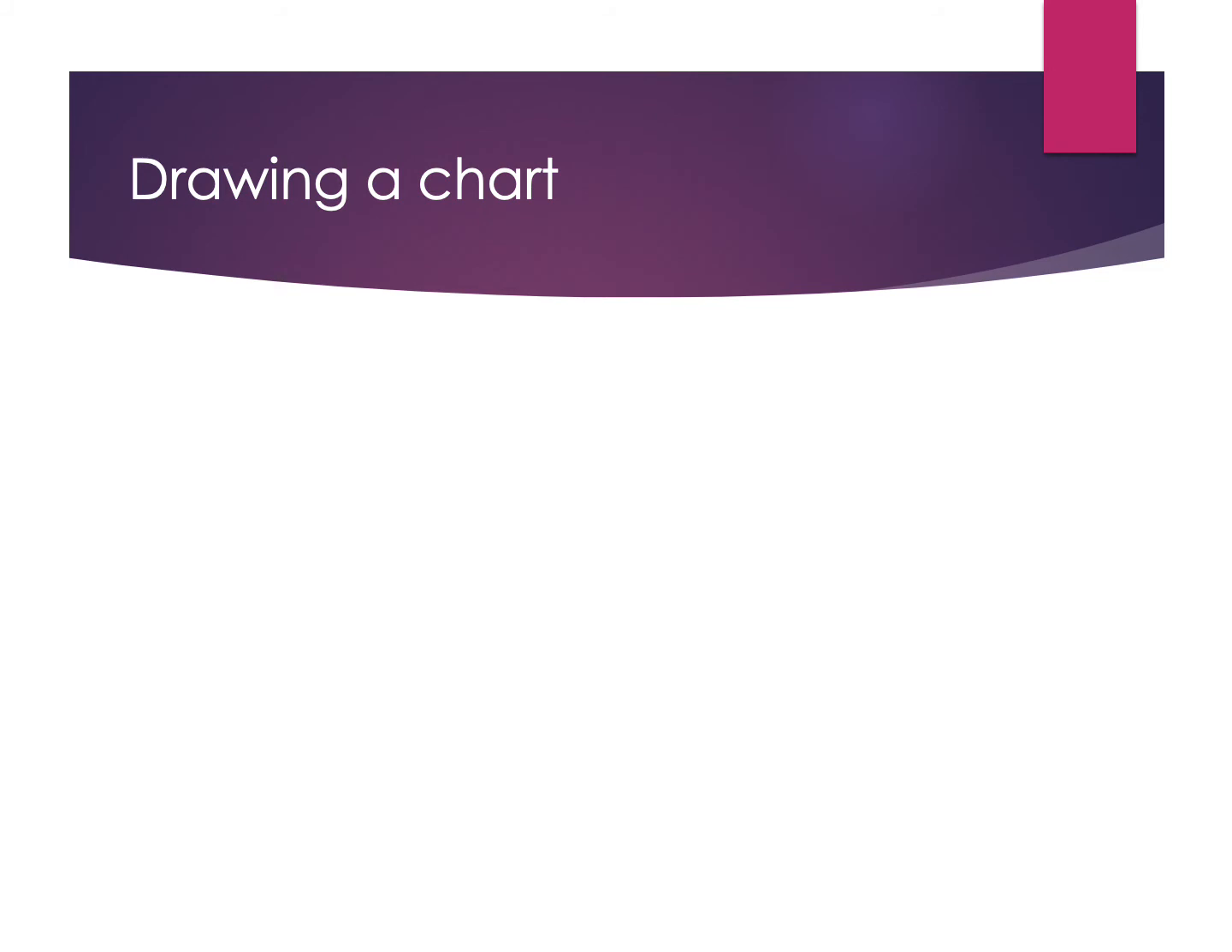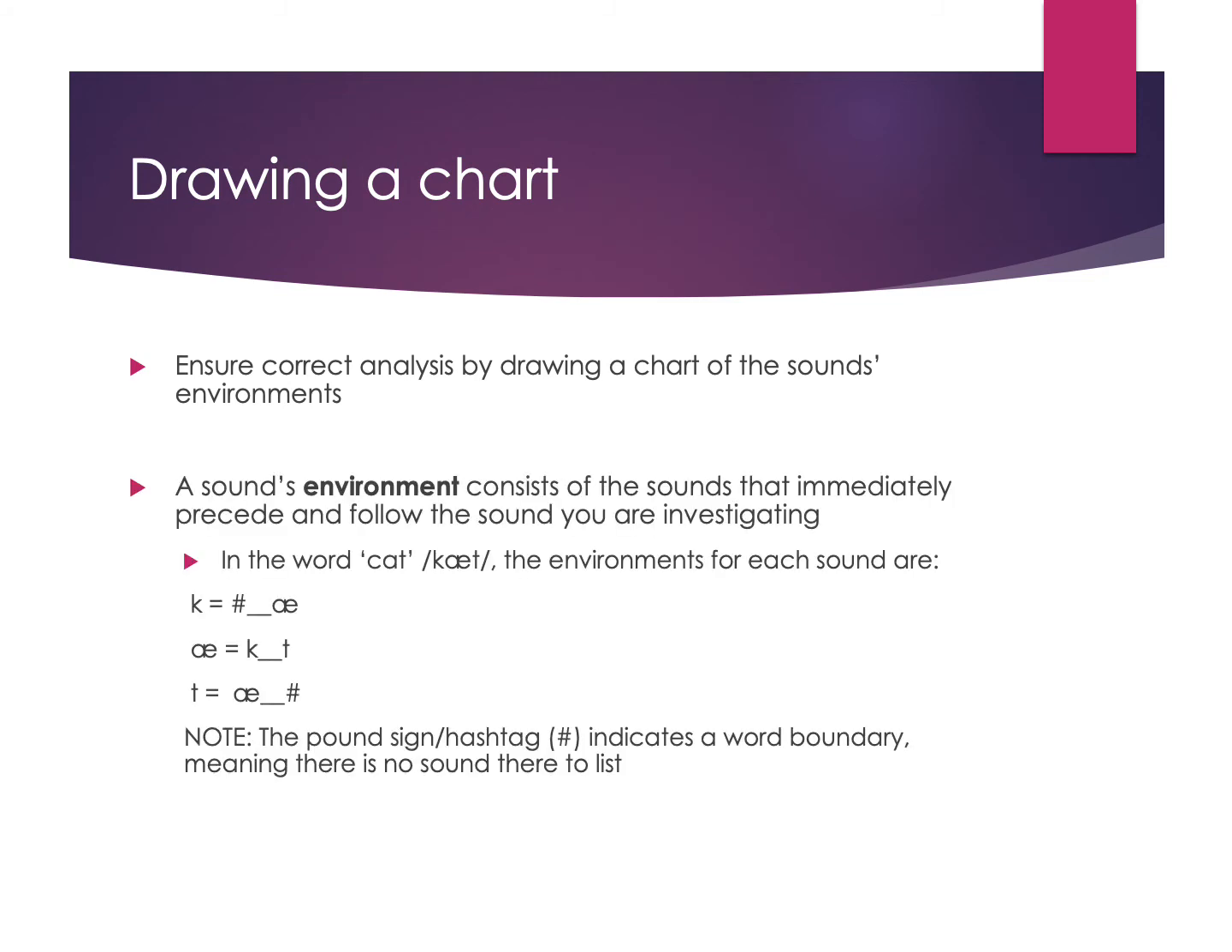One of the first things that you want to do if you think you have allophones is to ensure that you're getting the correct analysis by drawing a chart of what the sounds environments look like. And I'll show you a view of what that looks like in a moment when we look at our practice problem. But you're going to use that environment that we were talking about, which consists of the sound immediately before and the sound immediately after whatever you're looking at.